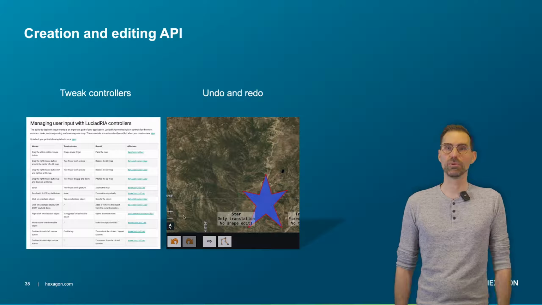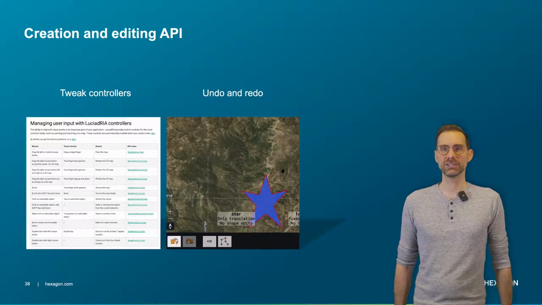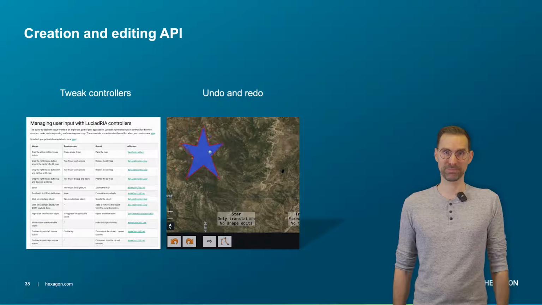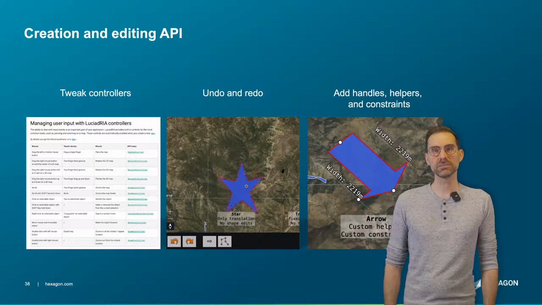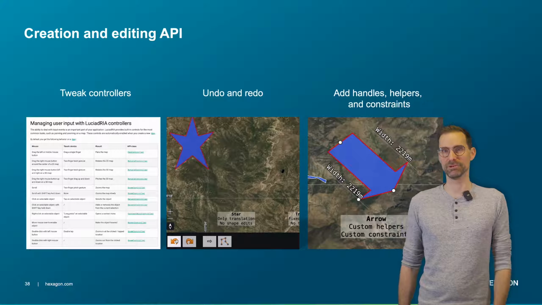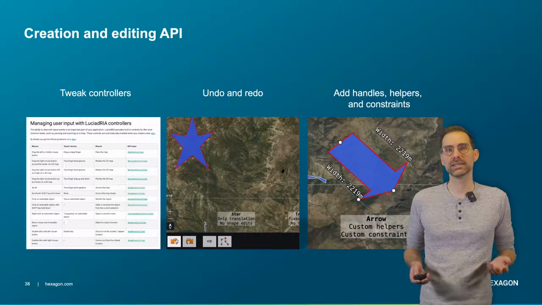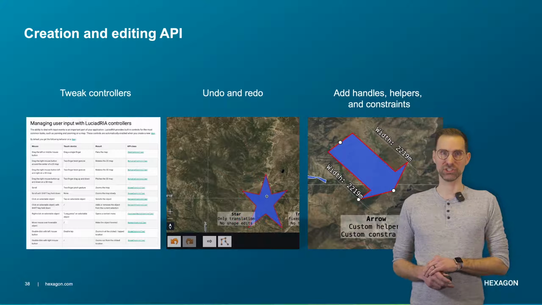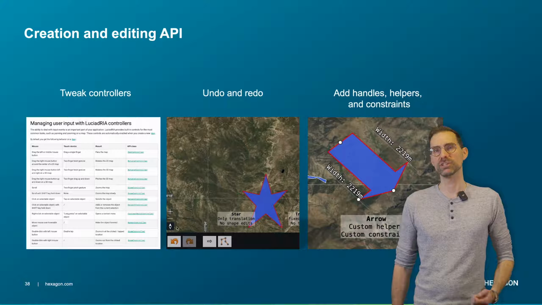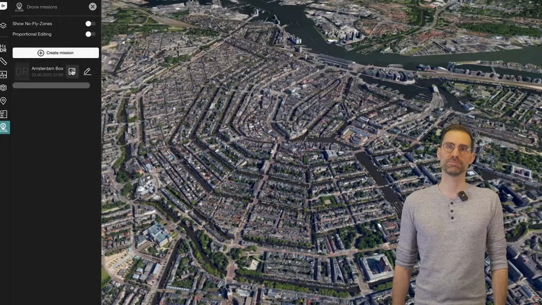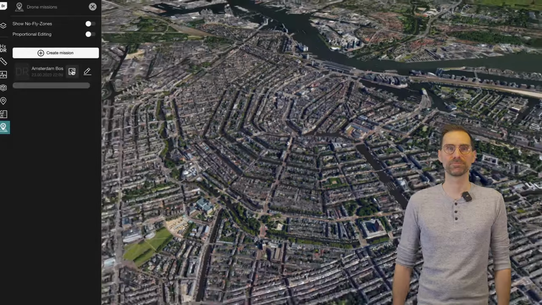Second, we've added support to undo and redo feature interactions. You can see this in action in the Create and Edit sample. And third, Luciad RIA now comes with API to customize creation and editing behavior. You can implement your own editor from scratch or extend one of the out-of-the-box implementations. To get you started, we've added some common use cases for creation and editing to the samples. Let's show off these new editing features in a demo.